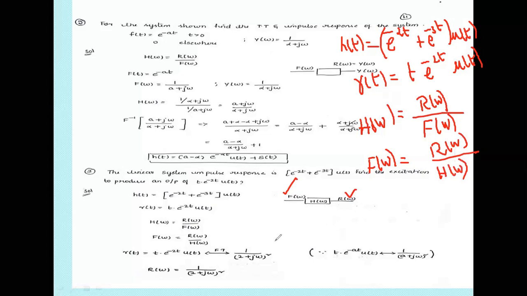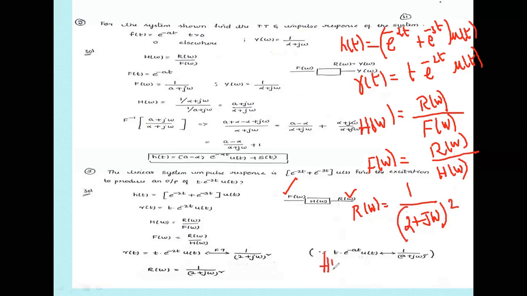Okay. So what is R of omega here? The r of t is given. R of omega is equal to the transform of t into e power minus 2t mu of t. The transform of e power minus 2t mu of t is 1 by 2 plus j omega. When t is multiplied, we will get the square term.